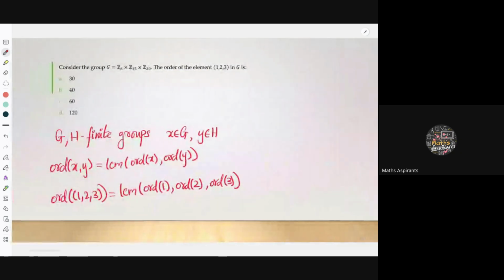So basically, this is the LCM of 6, 15, 20. Now the LCM of 6, 15, and 20 is actually 60. So the order of this element would be 60. So the answer is C.